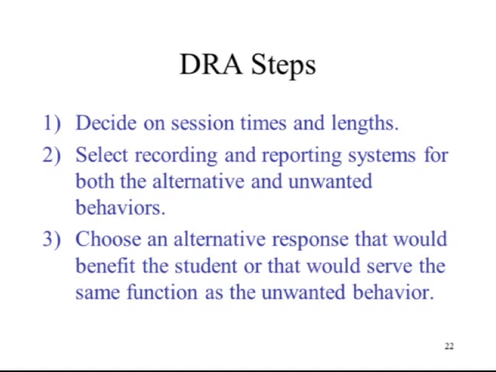Step 3, choose an alternative response that would benefit the student or that would serve the same function as the unwanted behavior. So in the case of the Conroy article, they picked requesting objects because that served the same function as the problem behavior. If you had a kid who was engaging in behavior to escape a demand, you might teach the student to ask for help or to ask for a break. So it's some behavior that's going to serve the same function, and you have to pick a form of the behavior the student can do. And if the student can't do it, you have to teach it.